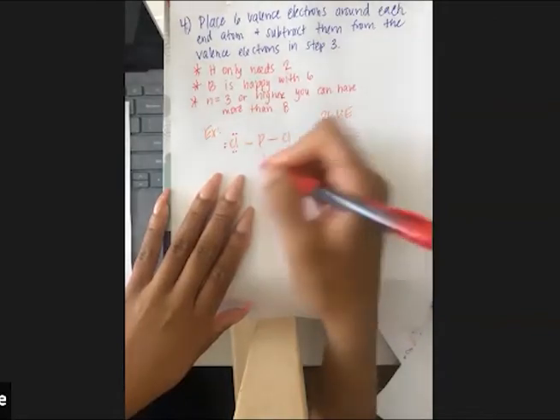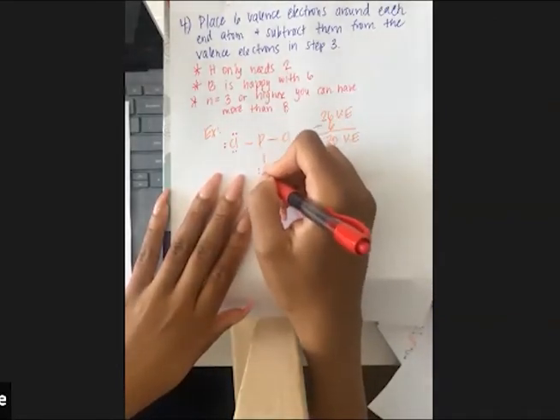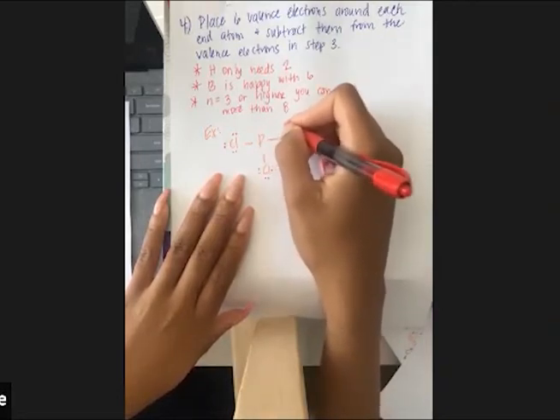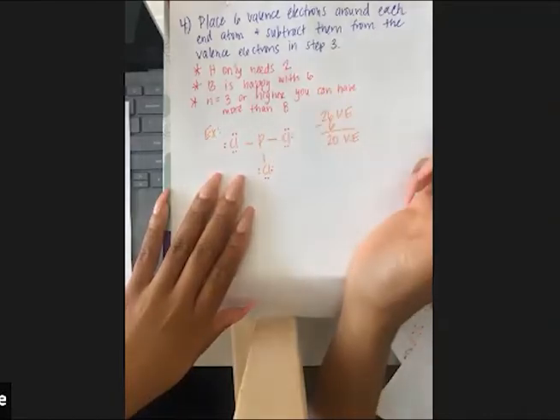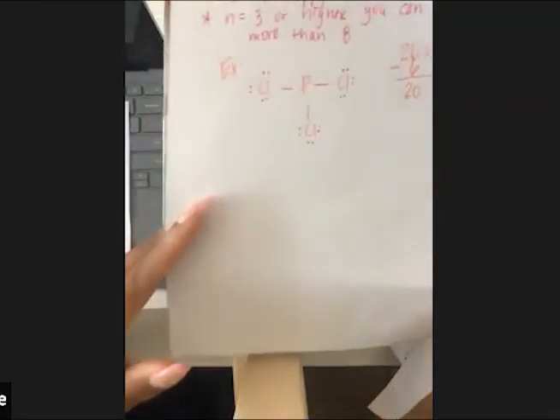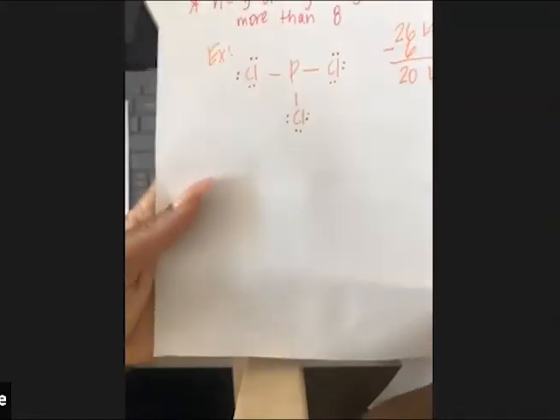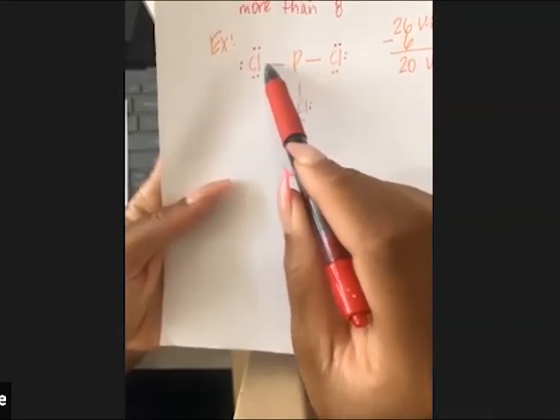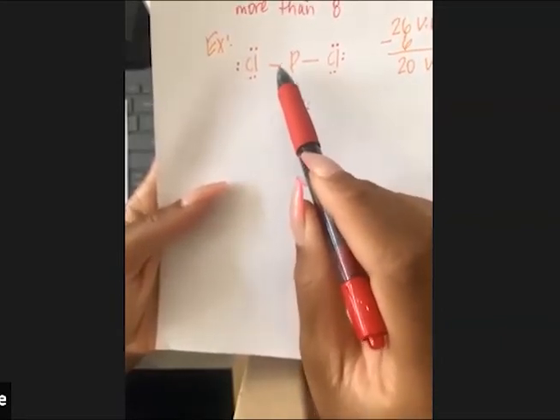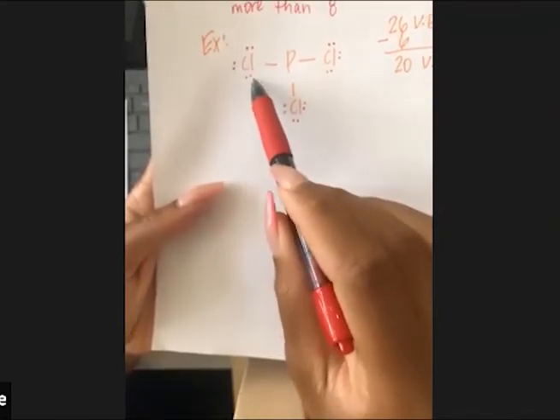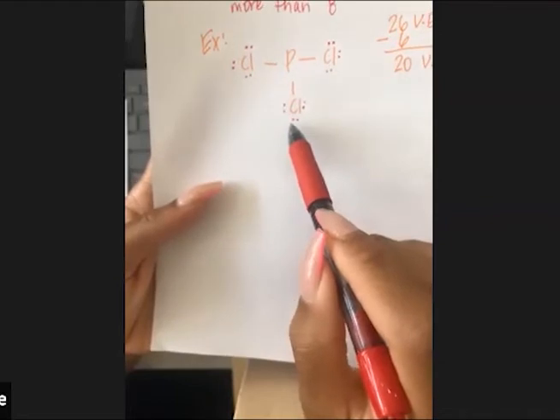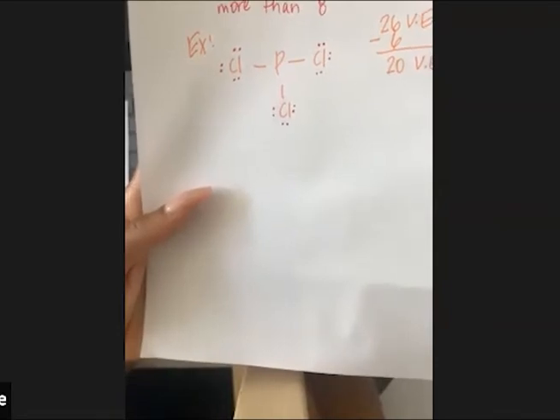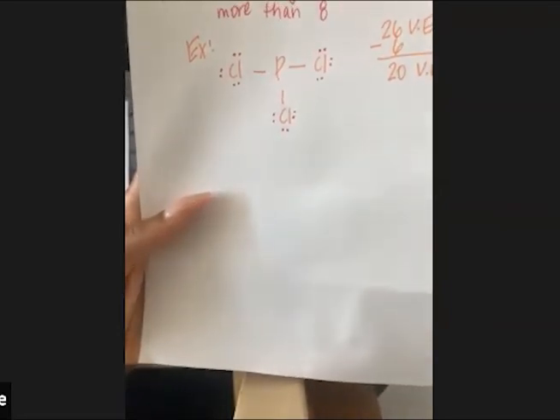1, 2, 3, 4, 5, 6. I have to put them in pairs. We have to put them in lone pairs. Looks like this. So total, each chlorine has 6 electrons, 3 of them are lone pairs. And then the other 2, they're sharing with phosphorus. So it's 2, 4, 6, 8. Each chlorine has 8 electrons. It's happy with 8 electrons.